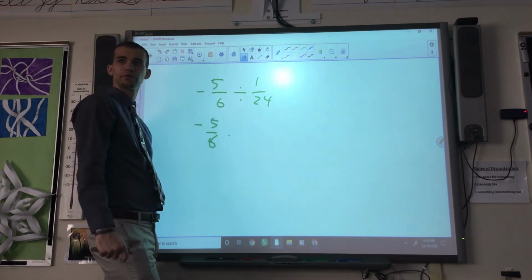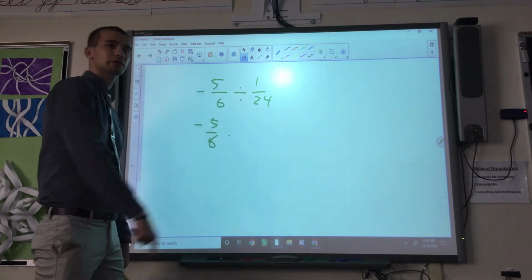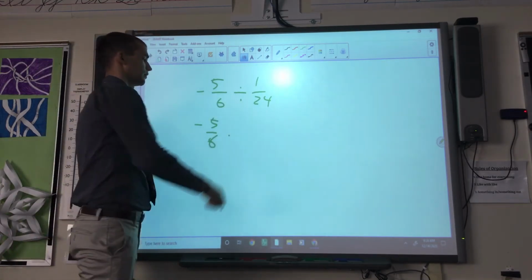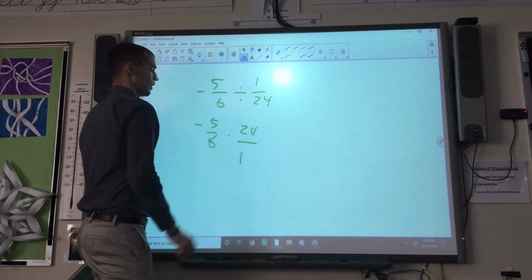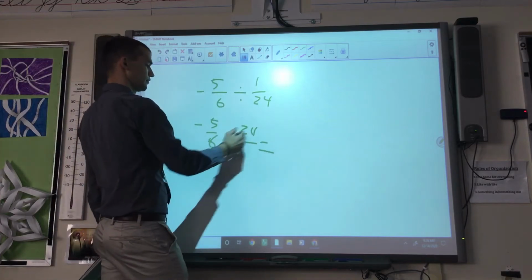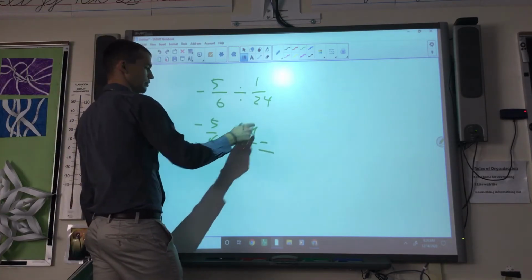What's the reciprocal of 1/24? What does the reciprocal mean? Take the numerator and denominator and you do what with them? Flip them. So it is 24 over 1. And we can cancel out 24 and 6. Yep. This becomes 1, this becomes 4.